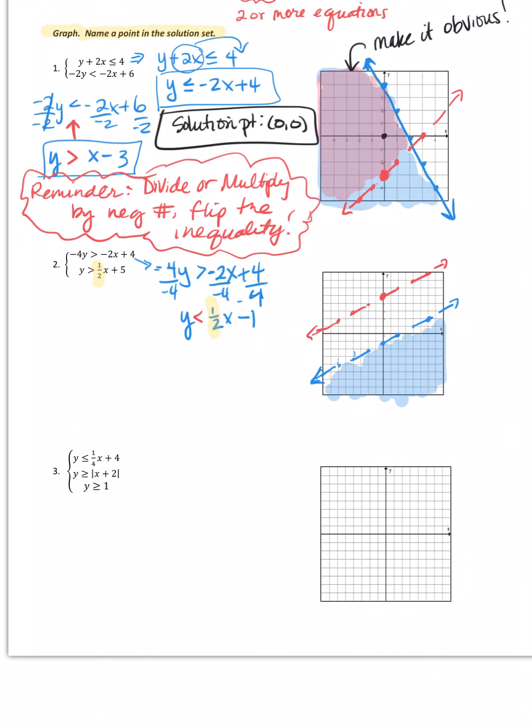Now, where am I shading here? Well, this one says to shade greater than, so it's shading above. So notice there are no points that work for both lines because there's no overlap going on. We have no overlap, so this is a situation where we would say there's no solution.